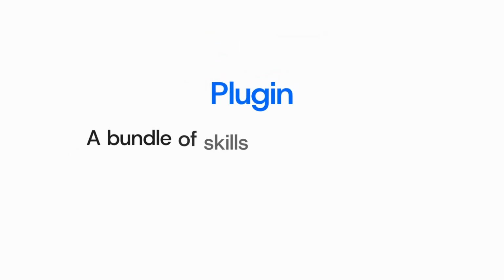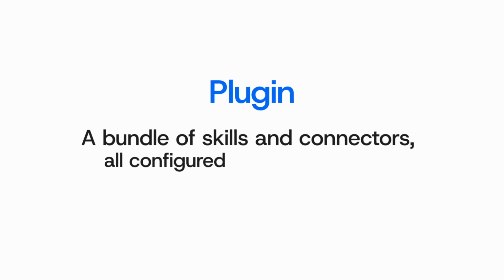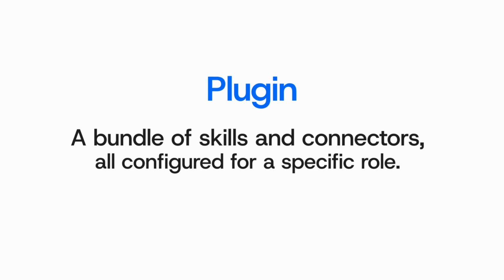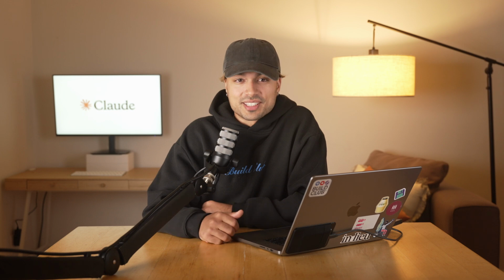Now let's move on to plugins, which are closely related to skills. A plugin is simply a bundle of skills and connectors, all configured for a specific role or a set of tasks. So you can install one and Cowork already knows how to handle that type of work. Anthropic builds a range of plugins for various roles like sales, marketing, finance, and many more. You can browse them in the Customize section, where you'll see plugins available to your organization, alongside ones built by Anthropic and its partners. You can click in on any plugin and see what it does, what skills it comes with, and what connectors it has.